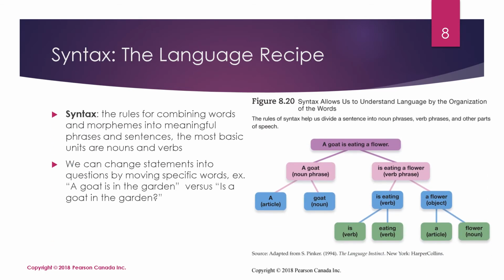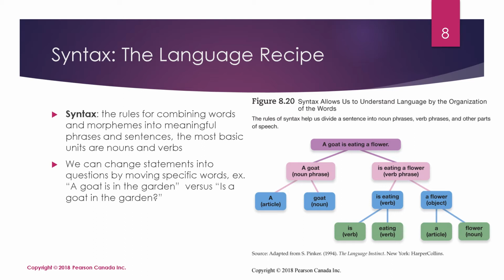Then we have syntax. So we've broken speech down into its basic units, the phonemes, the morphemes, and the meanings of the words, the semantics. But syntax is basically how we put the words together to form a sentence. So syntax is the rules for combining words and morphemes into meaningful phrases and sentences. And the most basic units of syntax would be our nouns and our verbs. So the way in which we order the words in a sentence, the way we structure our sentence in order to convey a particular meaning, that will be what we're talking about by our syntax.